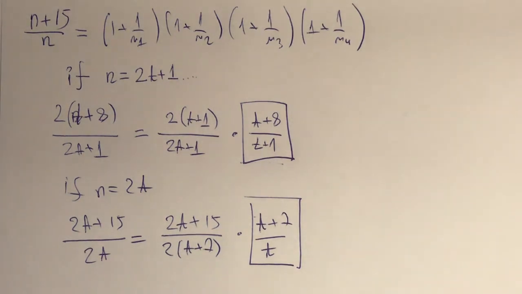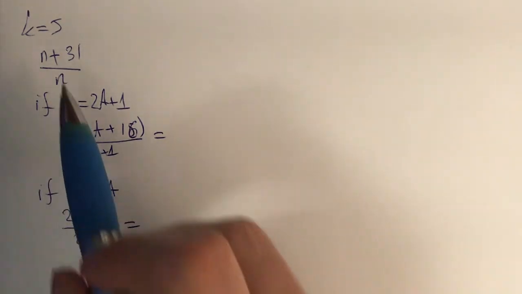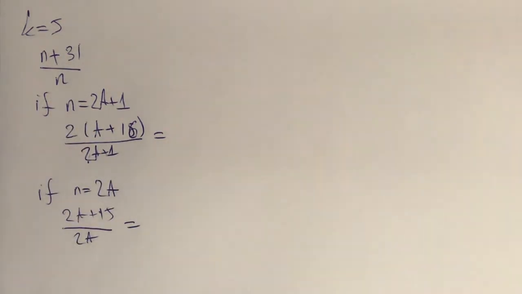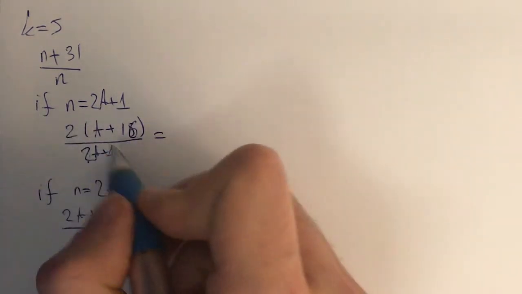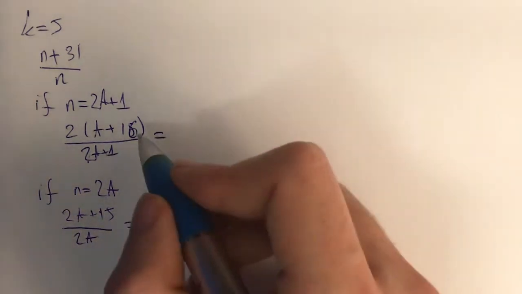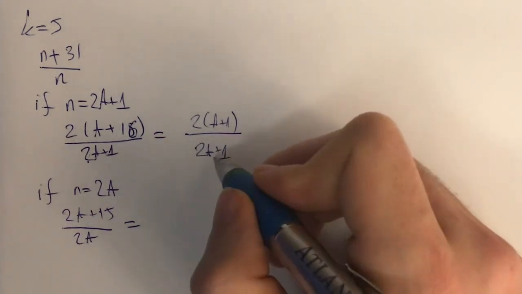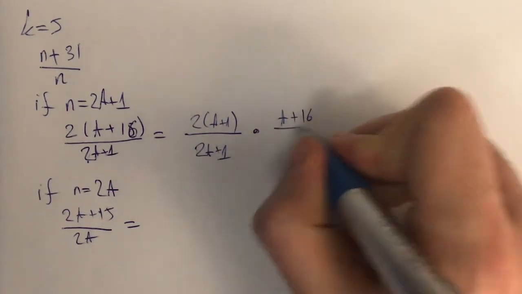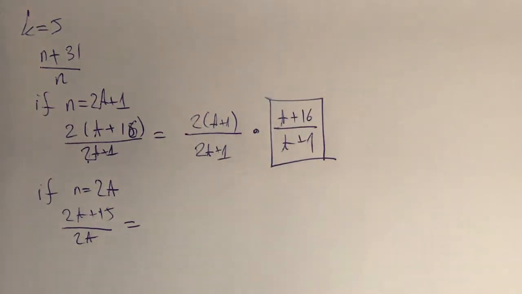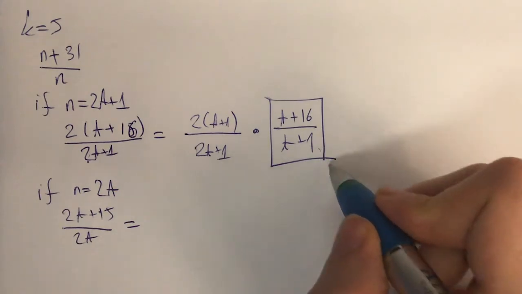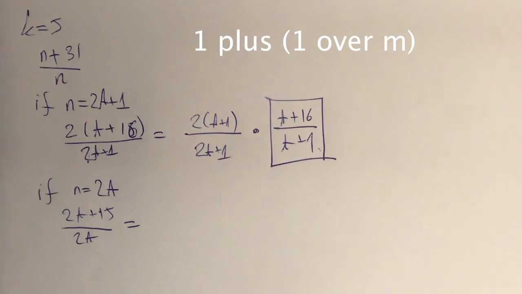Now let's go on to k equals 5. In this case we need to represent (n plus 31) over n. It's the same idea that you may try right away, which is to break it down into the odd and even cases, and let's try the same sort of pattern that worked before. For odds, we'll write this as (2t plus 1) over 2t plus 1, times 2 times (t plus 16) over (t plus 1). We have this because we solved k equals 4, which means we know we can write this as the product of 4 numbers of the form 1 plus 1 over m, where m is a positive integer.